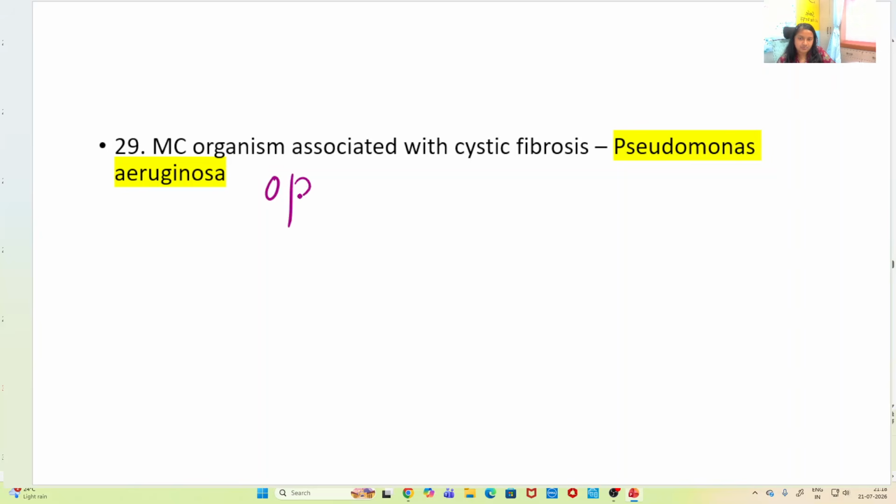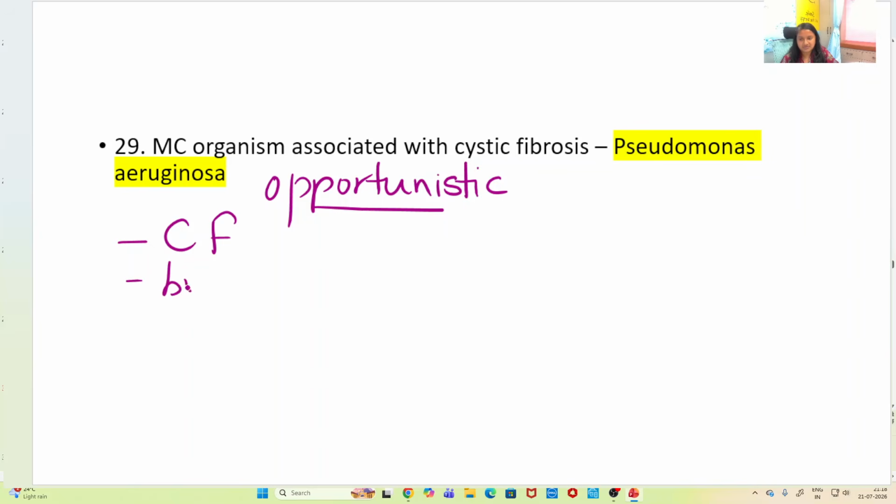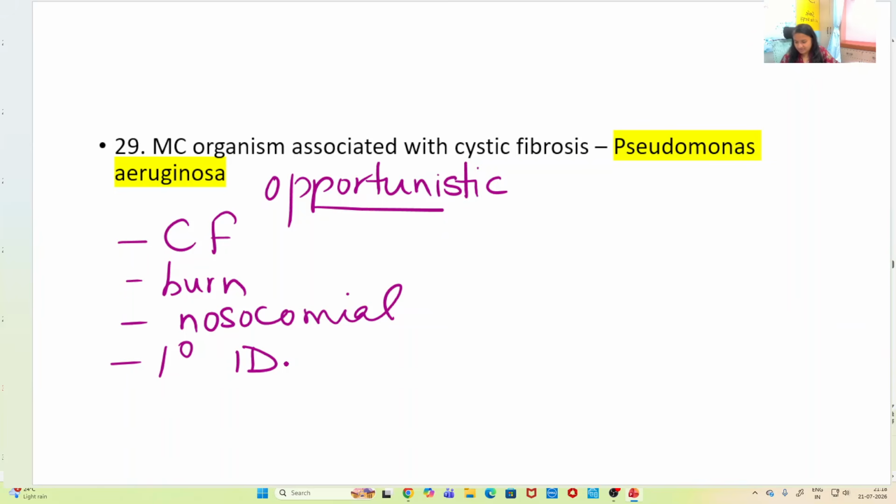Then, what is the most common organism associated with cystic fibrosis? Pseudomonas, we all know it is an opportunistic pathogen. So you will see this in cases of cystic fibrosis, you will see in cases of burn wounds, you will see this as nosocomial infections, and in children with primary immunodeficiency. Okay, wherever there is opportunistic infections, or children who are immunosuppressed due to cancer and all malignancy. So Pseudomonas aeruginosa is the most common organism associated with cystic fibrosis. Okay, so cystic fibrosis, Pseudomonas aeruginosa.